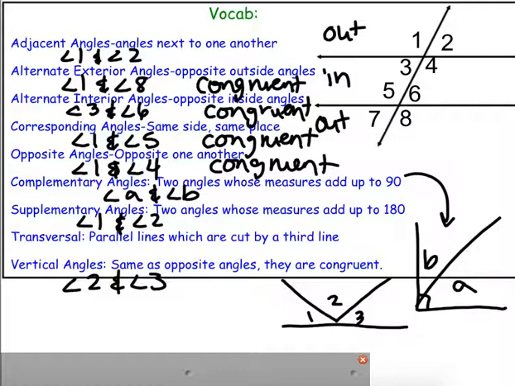Transversal, this is what we call this picture up here. We have two parallel lines cut by a third line. So oftentimes you'll hear that line that's cutting the parallel lines as the transversal line. The whole idea, though, is a transversal.